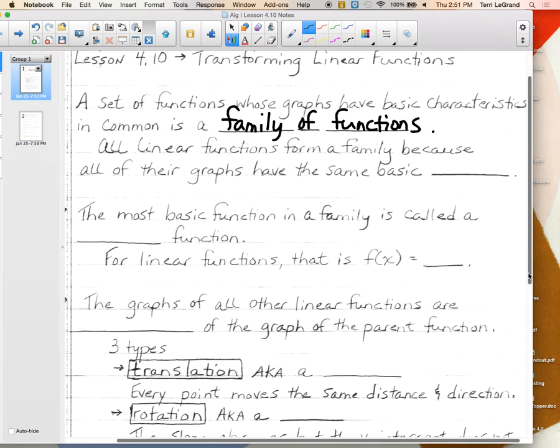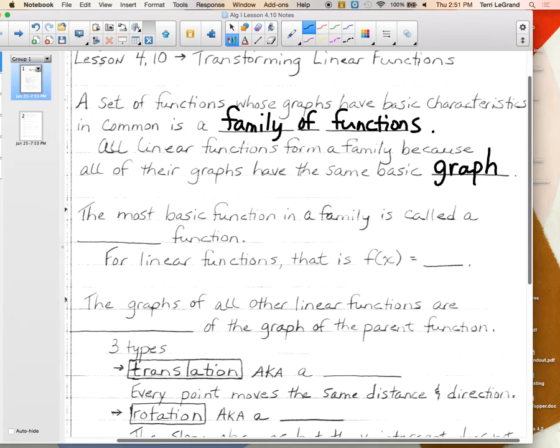All linear functions form a family because all of their graphs have the same basic graph. And what is the graph for the linear function family? What kind of graph is it? Circle? A U? A V? Straight. A straight line. You've been graphing linear functions and you're all looking at me like, what? The graph of a linear function, you better get a line, right? And all lines are straight, by the way.